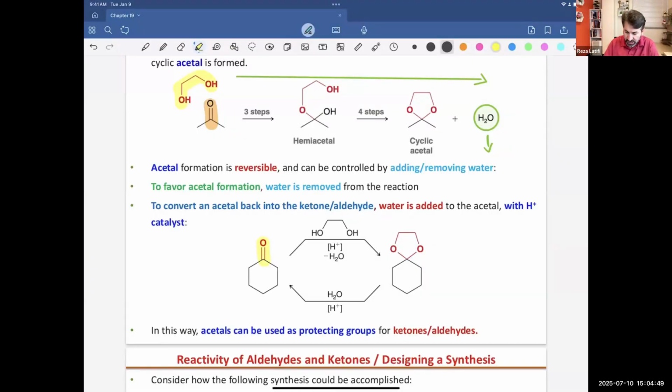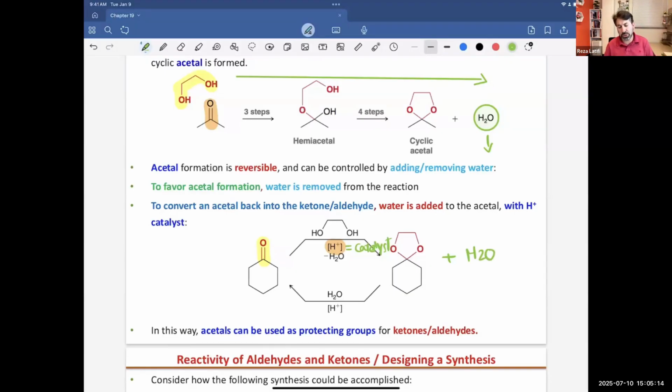And so how did I initiate the reaction? I added the H+, that's my catalyst. So I'm going to say this one will be the catalyst. And then I will subtract water from the system, and it will give me the acetal molecule. So I'm going to say plus H2O.